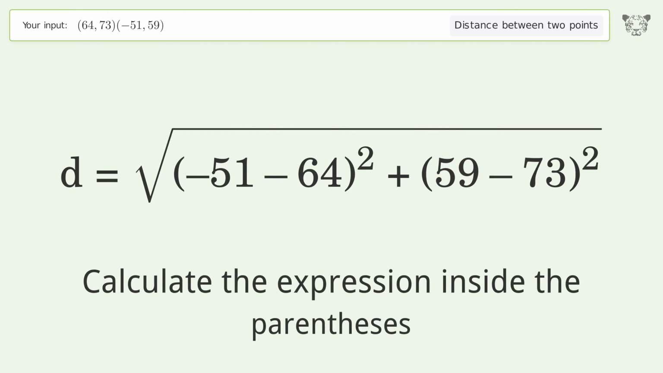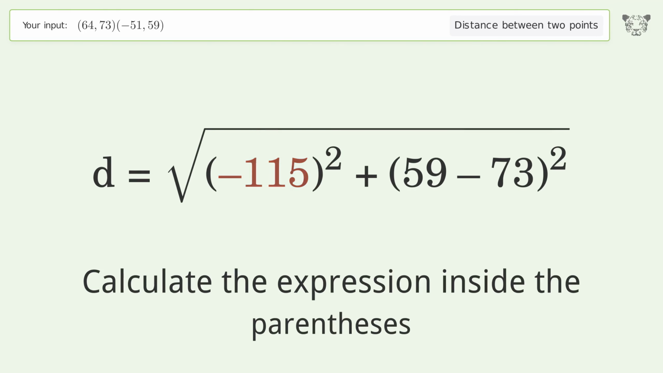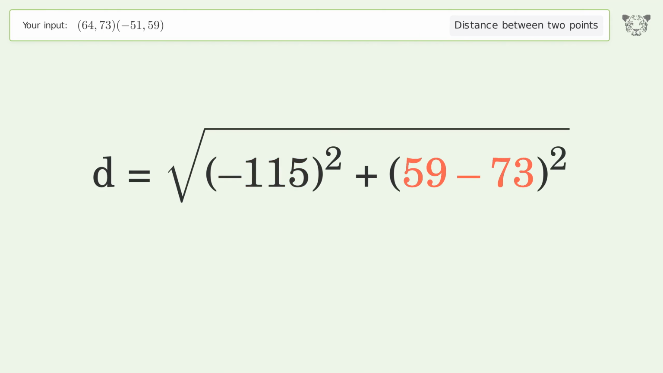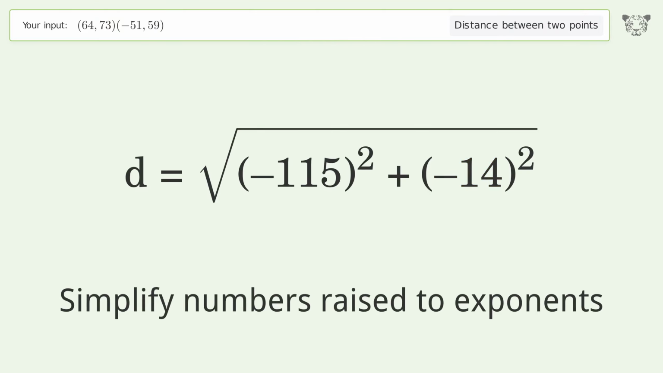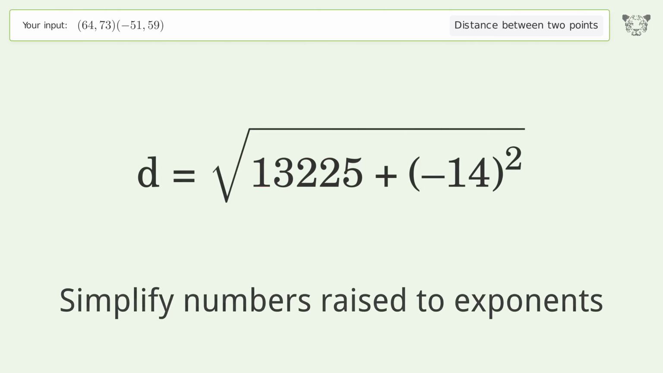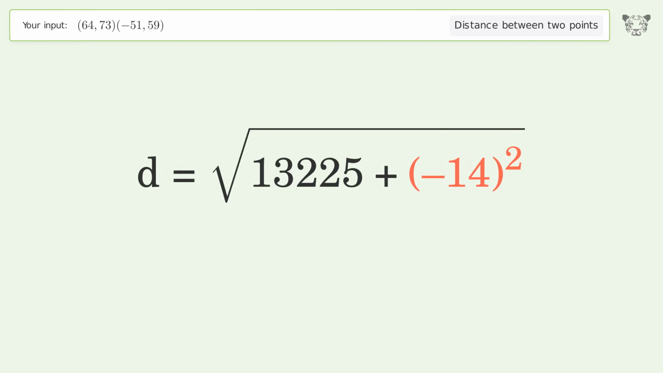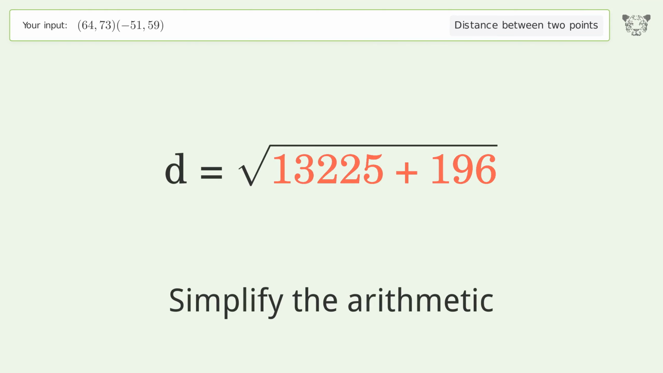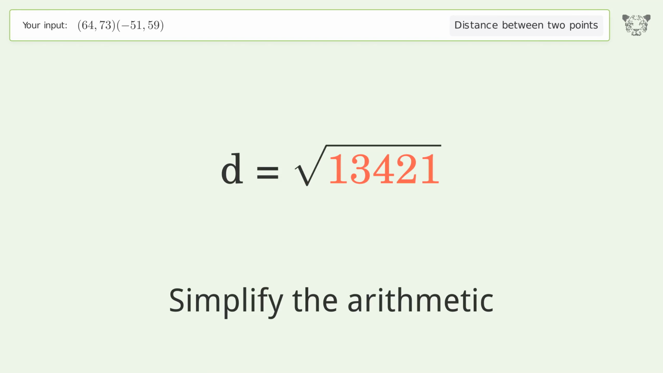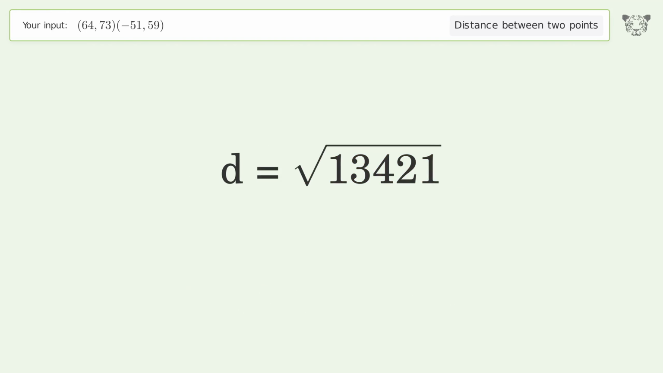Calculate the expression inside the parentheses. Simplify numbers raised to exponents. Simplify the arithmetic. And so the distance between the 2 points is the square root of 13,421, or 115.849.